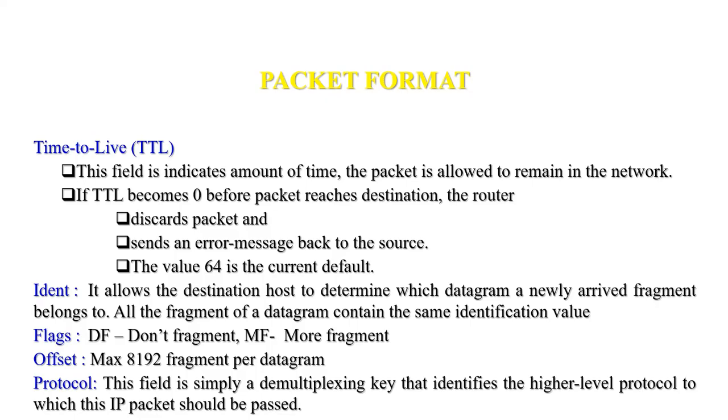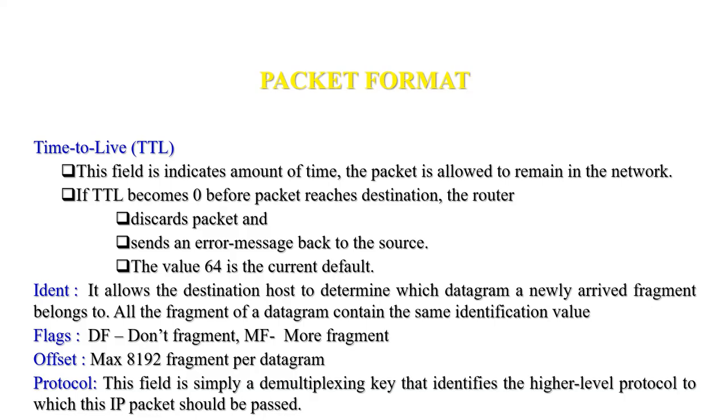Identification field. This field allows the destination host to determine which datagram a newly arrived fragment belongs to. All the fragments of a datagram contain the same identification value. Flags, DF and MF. These are the two fields which are there in the flags. DF means don't fragment, MF means more fragments. If the packet is a fragmented packet, then the MF field is going to be set as 1. If it is going to be a whole packet, the DF field is going to be set as 1.